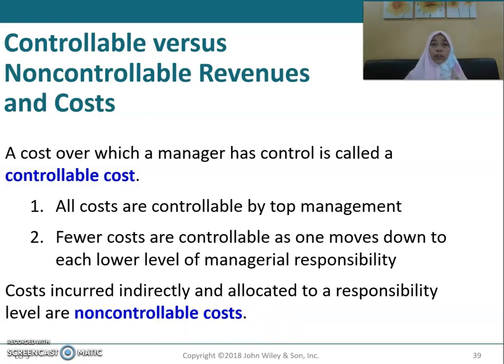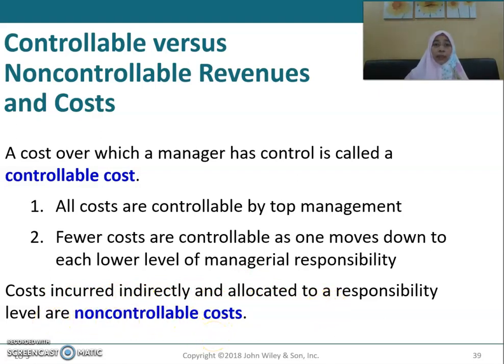Look whether you are talking about the revenue or you are talking about the cost. So basically, a cost over which a manager has control is called a controllable cost. The issue here is whether you are able to control that particular cost or you don't have the control over it. All costs are controllable by top management. Fewer costs are controllable as one moves down each lower level of management responsibility. Costs incurred indirectly and allocated to a responsibility level are non-controllable.